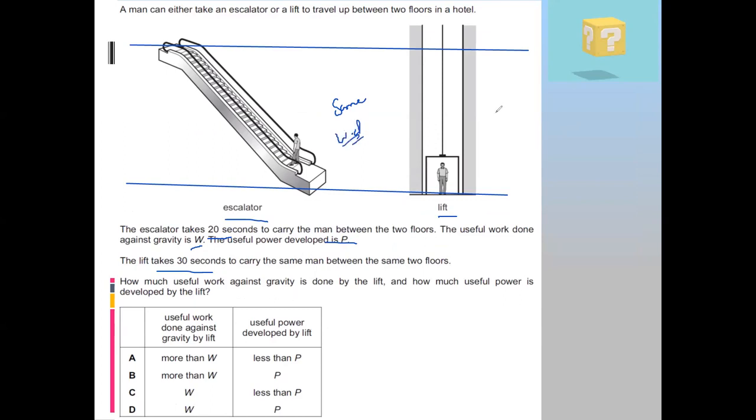But what about the power? The lift is taking 30 seconds and the excavator is taking 20 seconds, and we know the relation between power and time. A longer time period means smaller power. So the work done will be the same, but the useful power of the lift will be less than P.